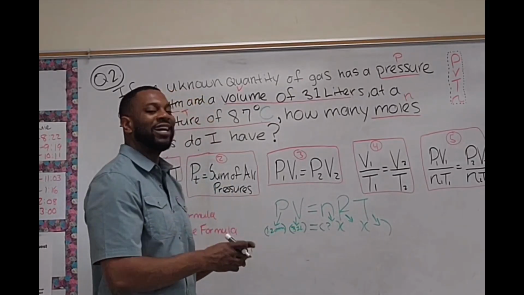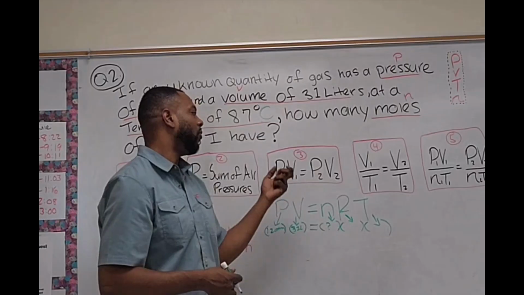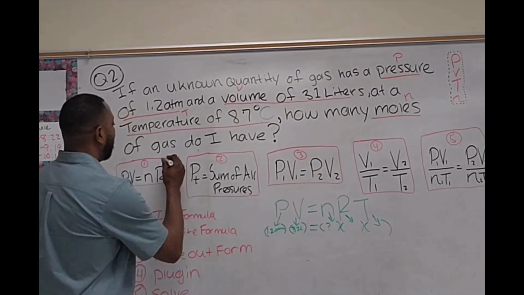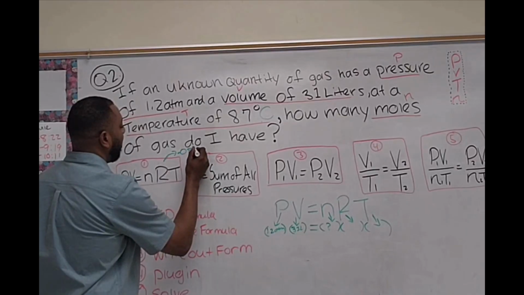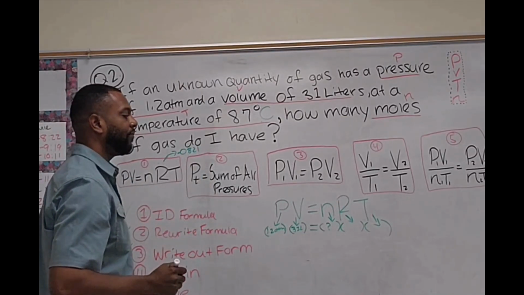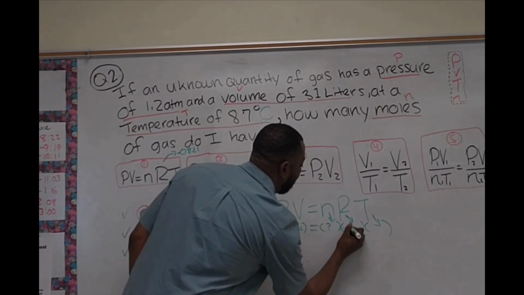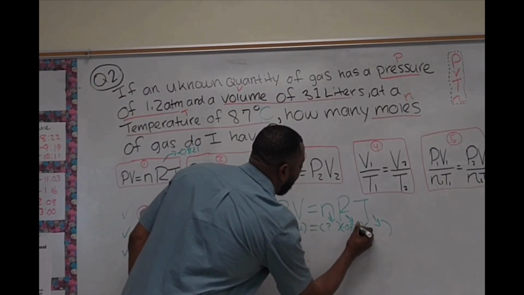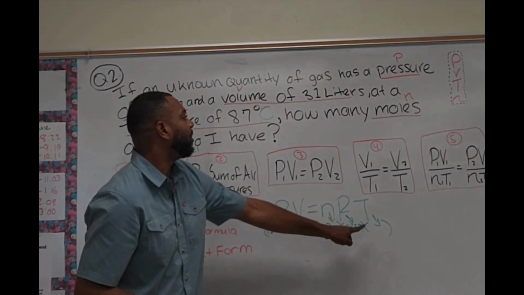Remember, R is a constant. It doesn't matter what the question is. It is constantly repeating itself. It will always be the same number. Remember, R will always be 0.0821. Okay? That's the ideal gas constant. It is always the same in the ideal gas formula. And then the temperature out of the question.